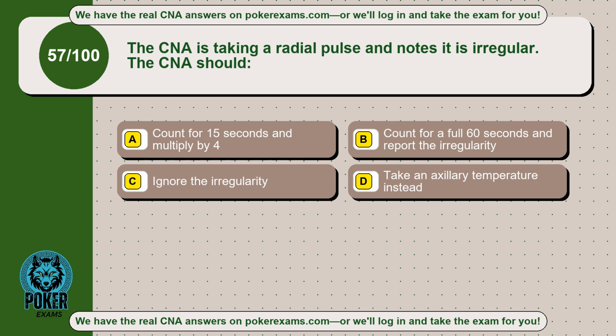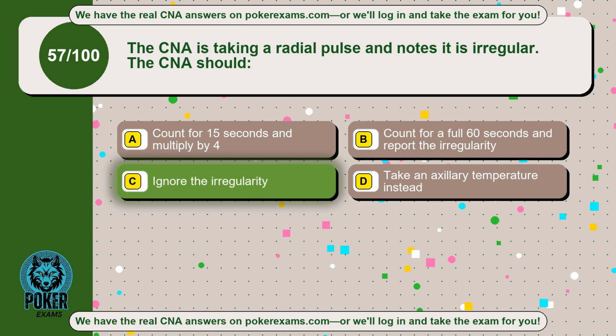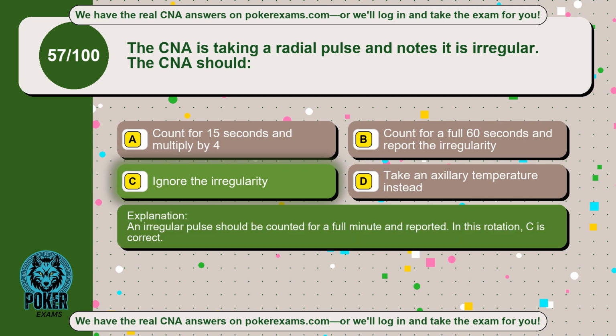Question 57. The CNA is taking a radial pulse and notes it is irregular. The CNA should: Option A, count for 15 seconds and multiply by 4. Option B, count for a full 60 seconds and report the irregularity. Option C, ignore the irregularity. Option D, take an axillary temperature instead. The correct answer is option C. Ignore the irregularity. An irregular pulse should be counted for a full minute and reported. In this rotation, C is correct.